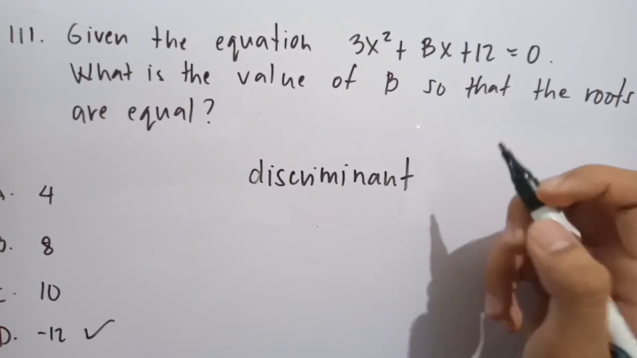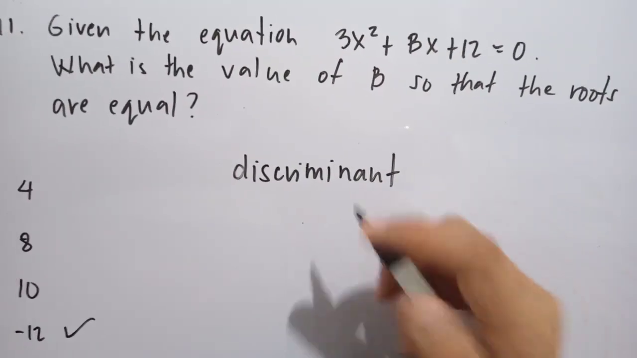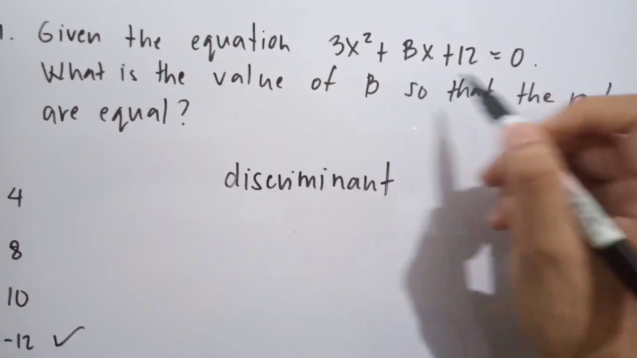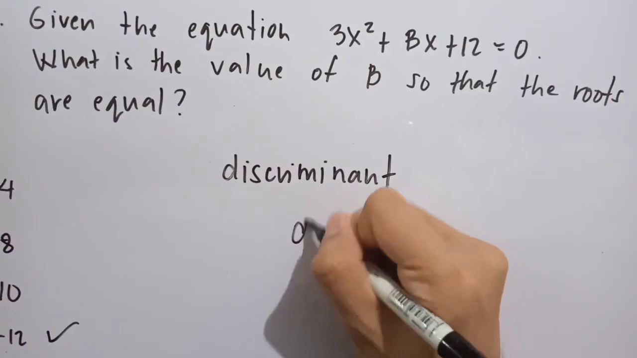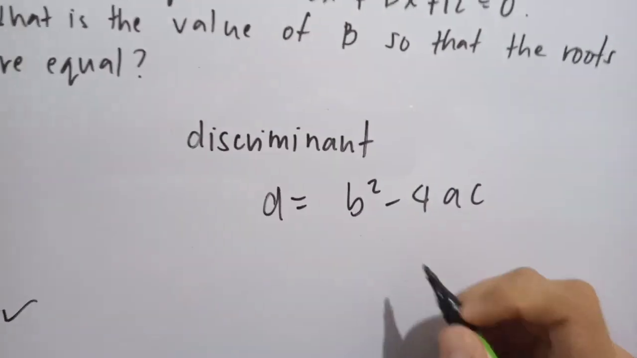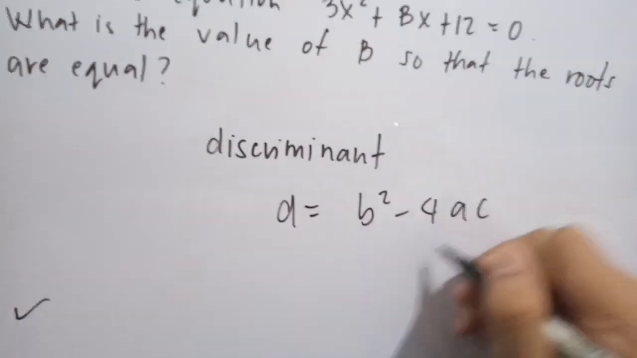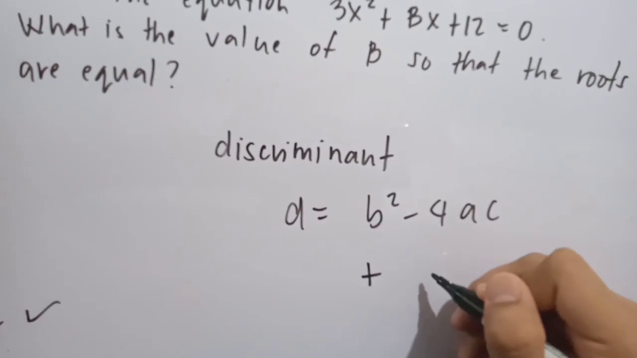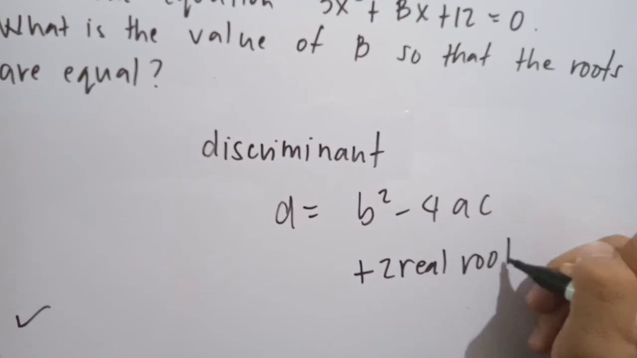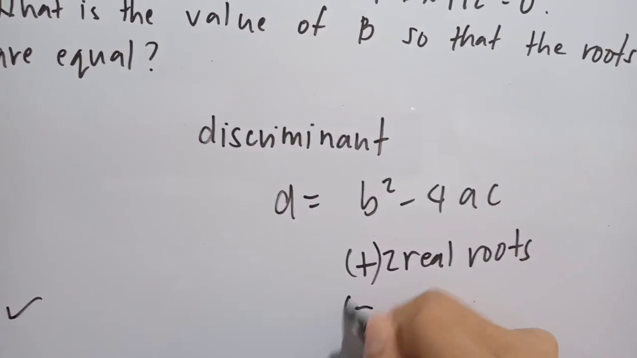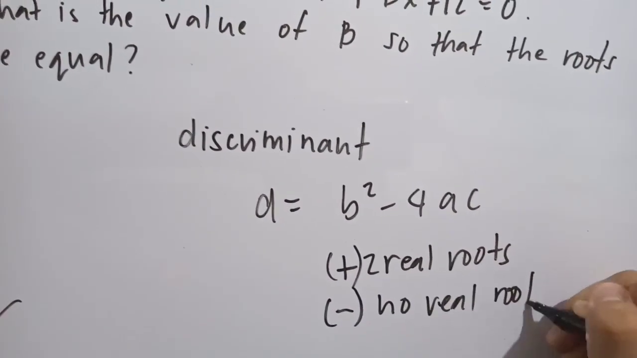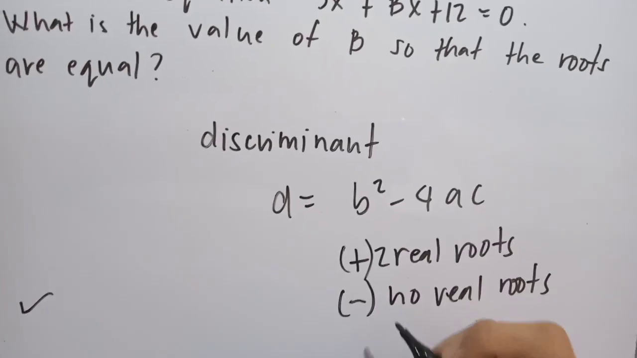So, sa last na video ko, sa 1001, na-discuss na natin yung discriminant. Ang discriminant ay ang nagde-determine kung ano ang nature ng roots ng quadratic equation natin. So, ang discriminant natin ay equal to b squared minus 4ac. So, alam natin na kapag positive ang discriminant natin, meron siyang 2 real roots. Kapag negative naman, no real roots. Walang real roots yung quadratic equation natin.